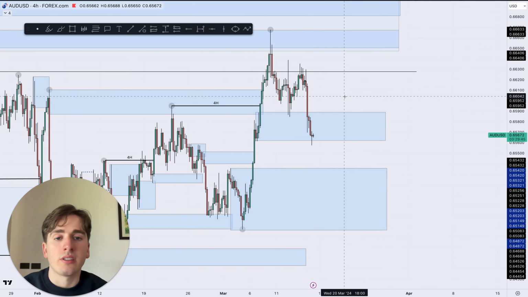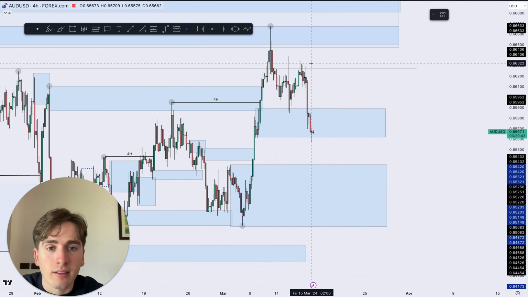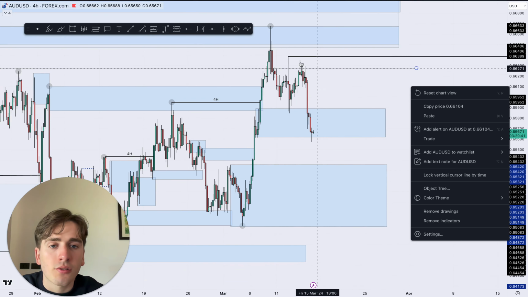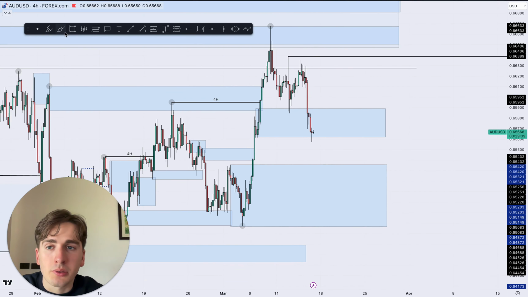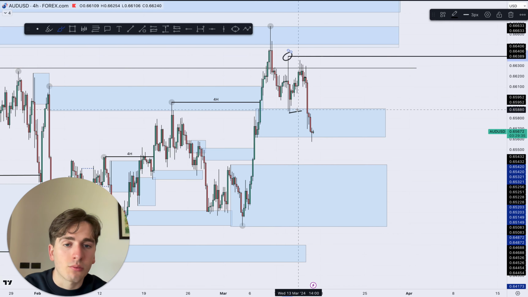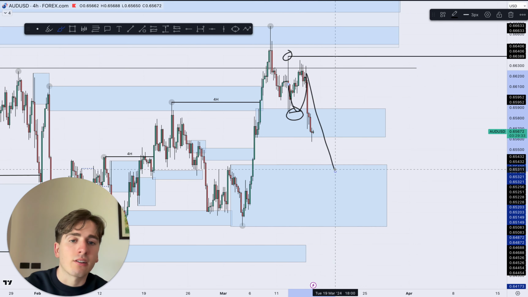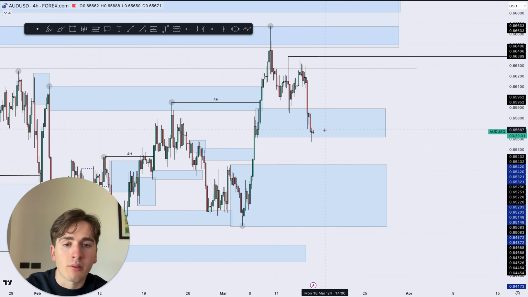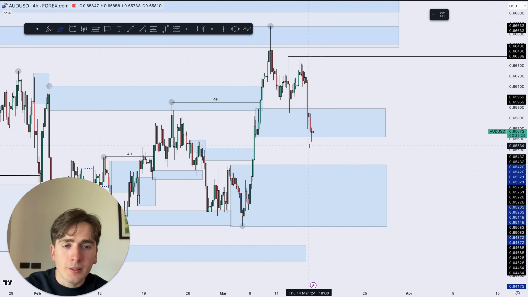Aussie dollar did respect this fractal high over here. So fractal high respected, and from there we continued towards the downside. So 4-hour fractal bearish from this high to this low, pulled back and then continued down lower. So obviously we're now looking for some further downside still.